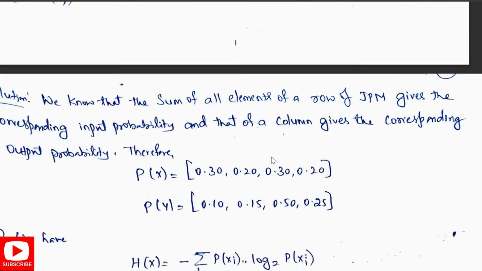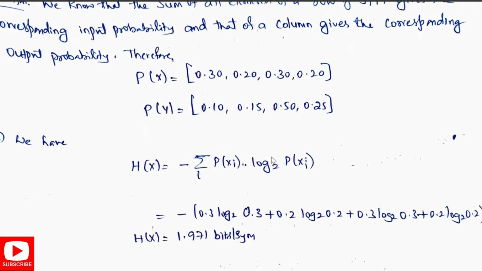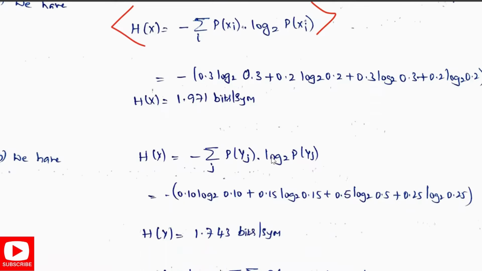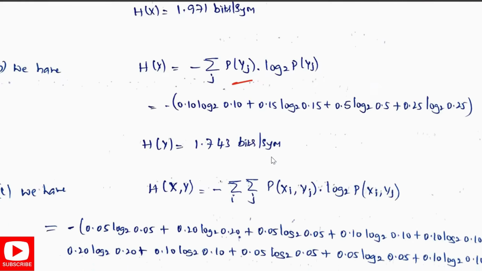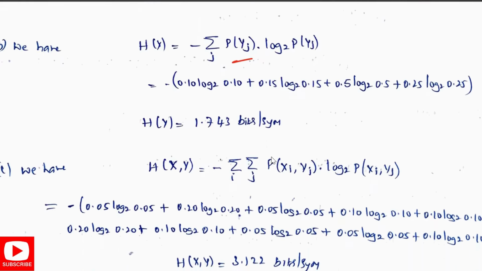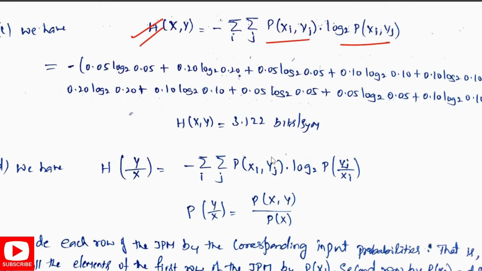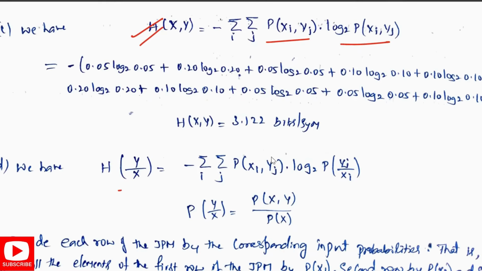And finally, we have the entropy equation. Apply the entropy equation. You get the entropy of p of xi, and for p of yj, you get h of x, h of y. Now, what you need to find next is h of x comma y. For that, we know the formula we had learned previously. Apply this formula, we get h of x comma y. Then h of x by y.